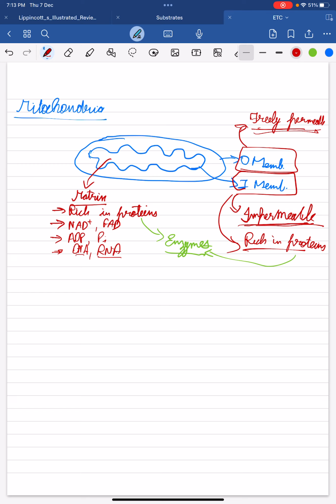Now, if we specifically move our attention to this inner membrane, let's make it the main heading. Inner mitochondrial membrane.